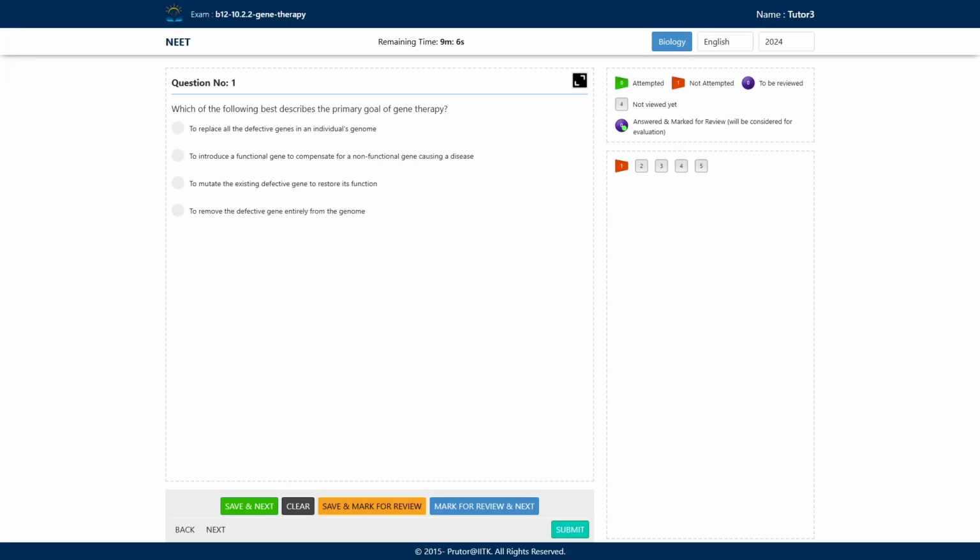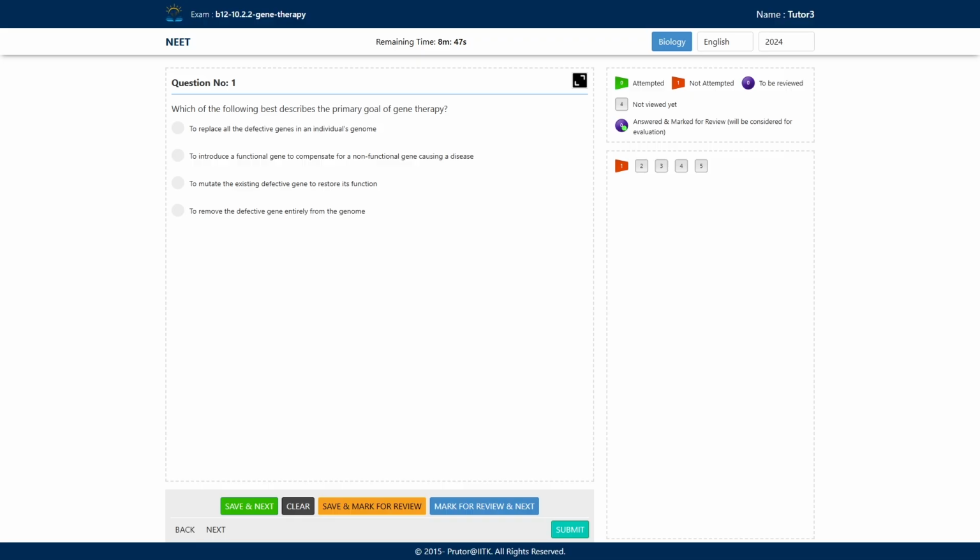So here is today's TPP, that daily practice question. So let's see the first question. Which of the following best describes the primary goal of gene therapy? The question asks what is the main goal of this gene therapy. So first let's see the options.